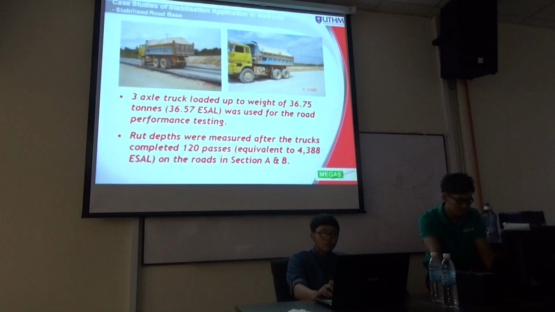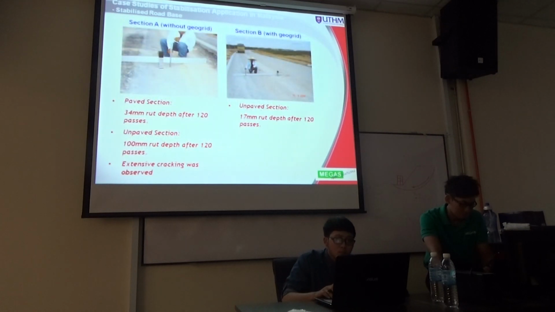So we put on the 3-axle truck, loaded up to about 37 tons, and keep running to look at the performance of all this. Then we measure the rutting, which is the rut depth, after completing 120 passes, which is calculated to be equivalent to 4,004 inches. And then we put on a ruler and start measuring.